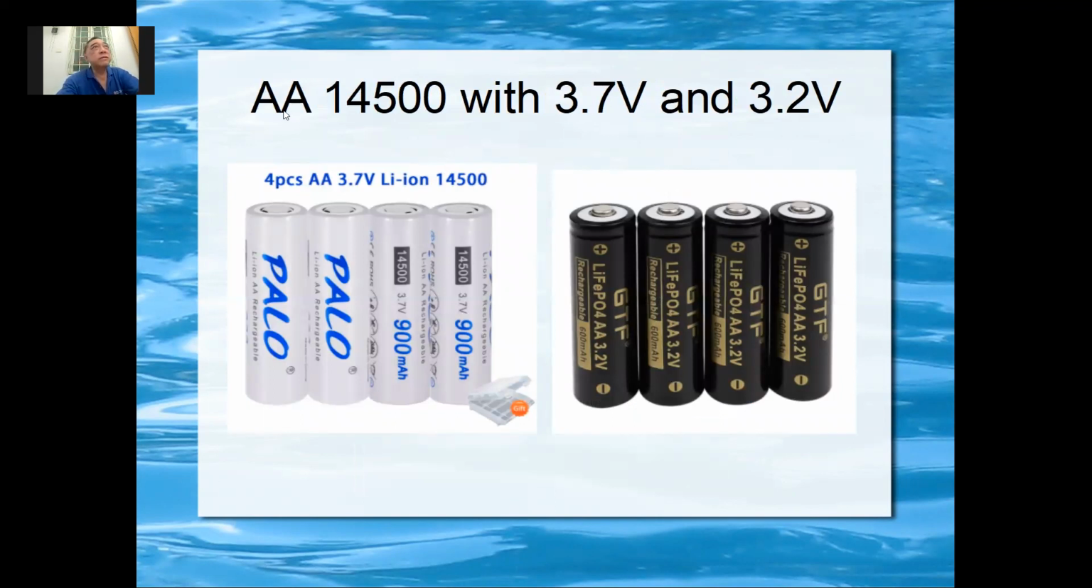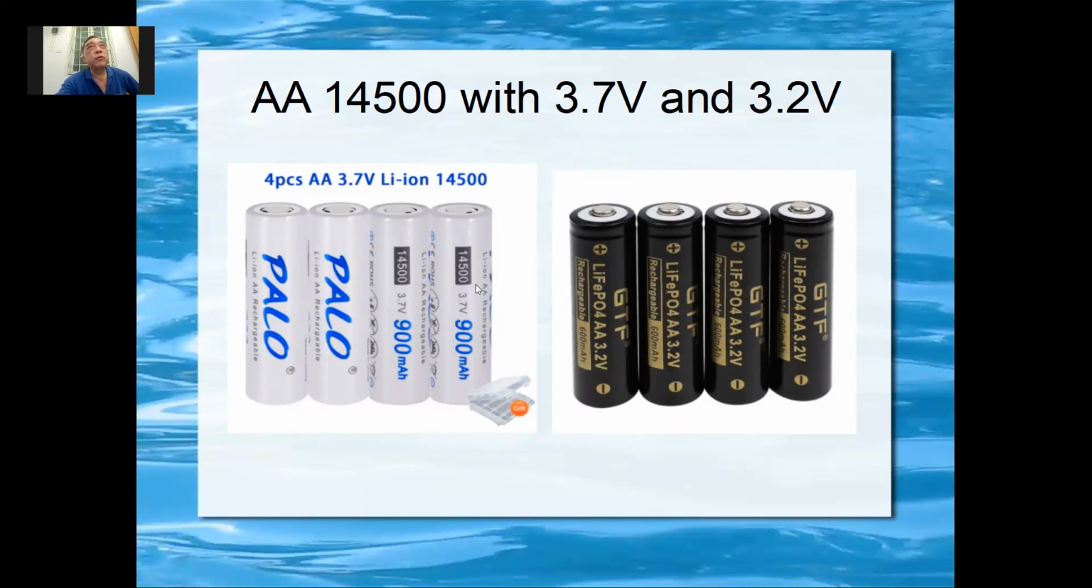Okay, this one is a lithium ion battery. But this one looks like a AA. Exactly same size as a AA. Sometimes the head are a bit flat. Sometimes there's something bulge out. Okay, but this one battery alone is 3.7 volt. Look carefully, 3.7 volt. This battery alone is 3.2 volt. Because this is lithium iron phosphate. This is lithium ion, so it's 3.7 volt.